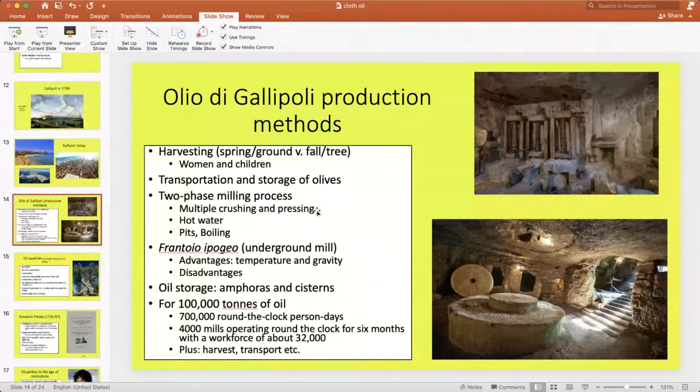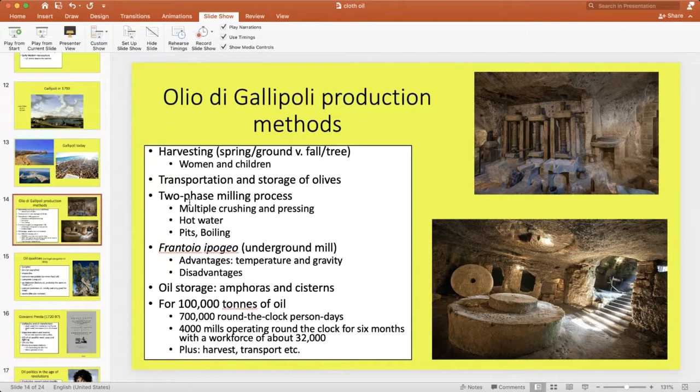Another distinctive characteristic of the oil production in Puglia, and in particular in the Salento, was that the oil presses, many of them were built underground. The stone there is very soft, and you could dig out these caverns as you see in the picture here. It had the advantage for winter production that the temperature would be higher, and warmer temperatures make it easier to extract the oil. It would then be stored in amphoras and in cisterns.